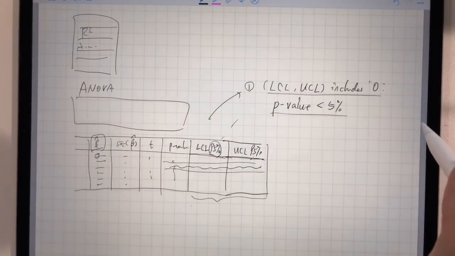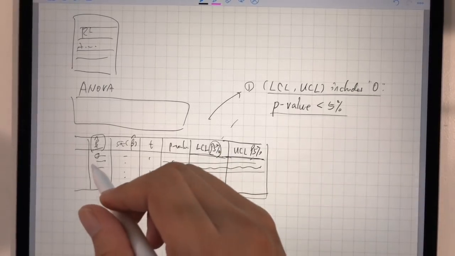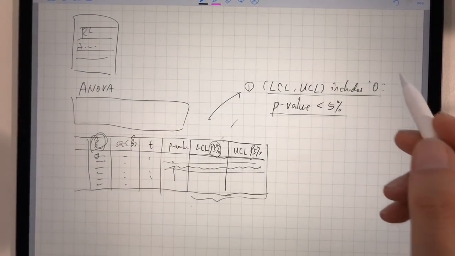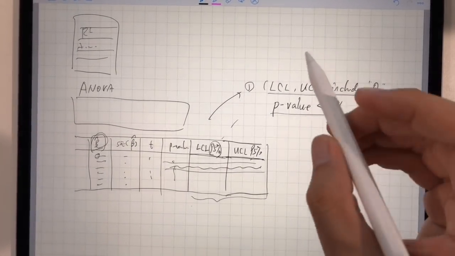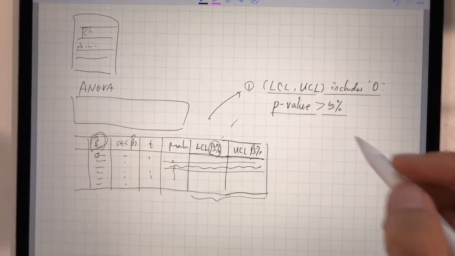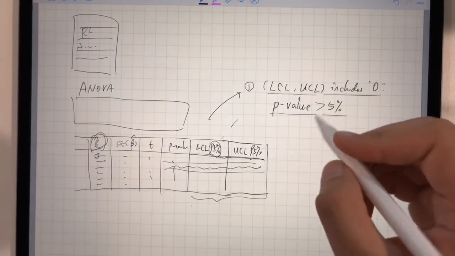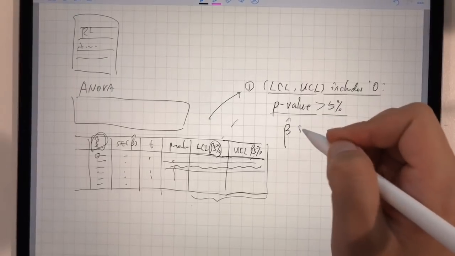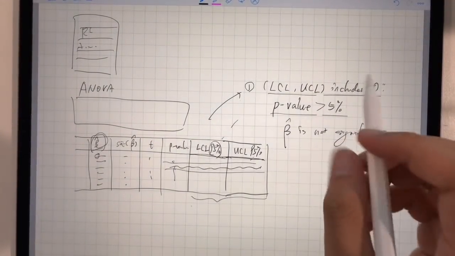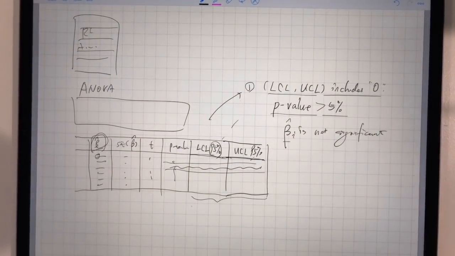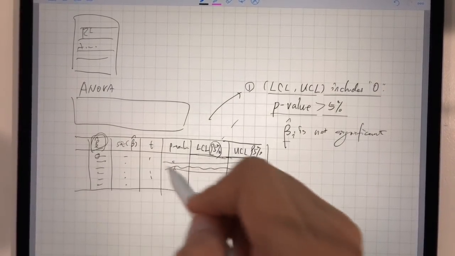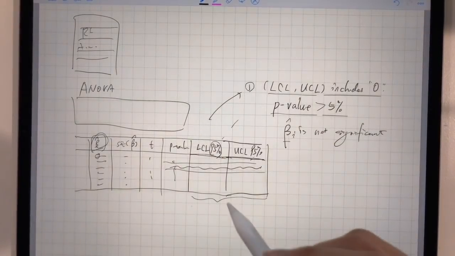So if this interval includes 0, the p-value must be less than 5%. So when p-value is less than 5%, it means this coefficient is significant or not? Not significant, right? Oh, sorry, I mean greater than 5%, my bad. Greater than 5%. So in this way, we can say that this beta hat is not significant, or this independent variable is not significant, any beta i. So this is another way of judging whether or not an individual independent variable is significant.